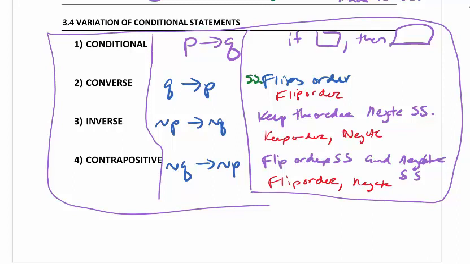The if-then stays the same. All four of these are variations of the conditional statement, so they're all conditional. The difference is what we're doing with the simple statements around them. So when I use these words over here on the right in red, converse flips the order. That's relating to the simple statements.